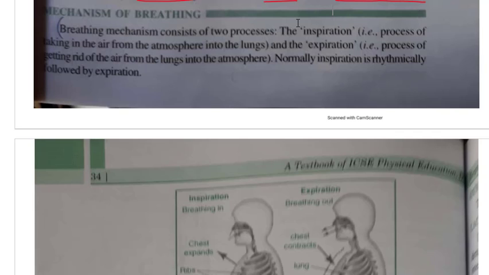Normally inspiration is rhythmically followed by expiration. So you take air in, then you take it out, and then you take air in. It is not that you take air in and then again take in; you have to remove that air out also. That is inspiration and expiration. They take place rhythmically, one after the other.